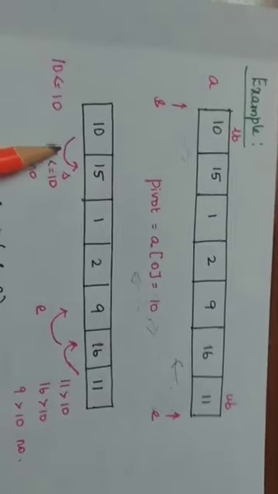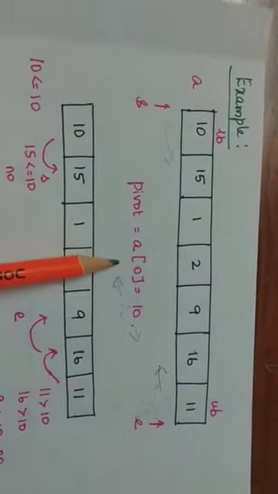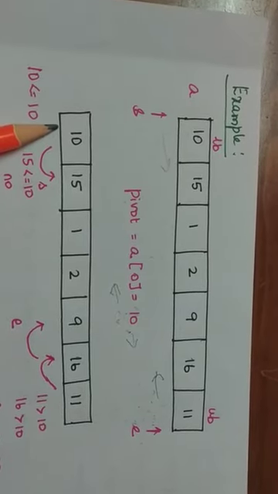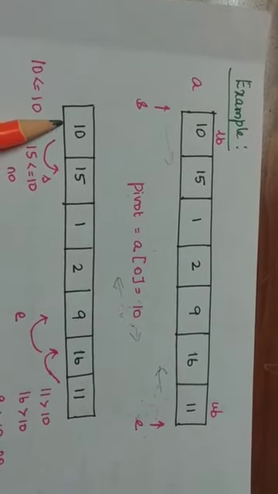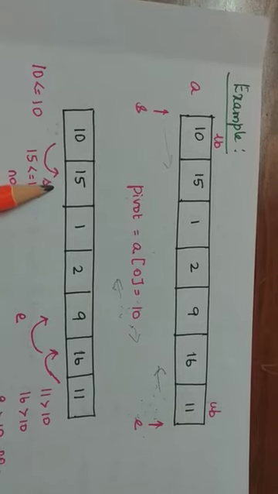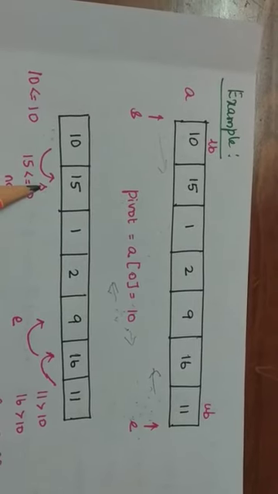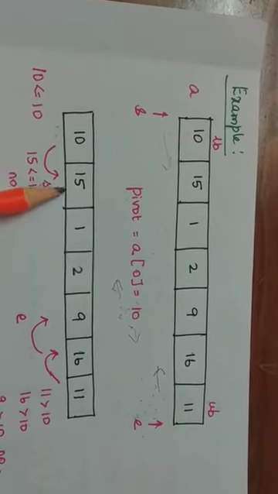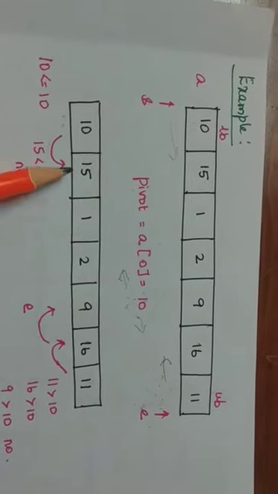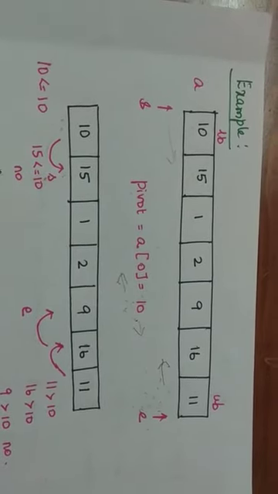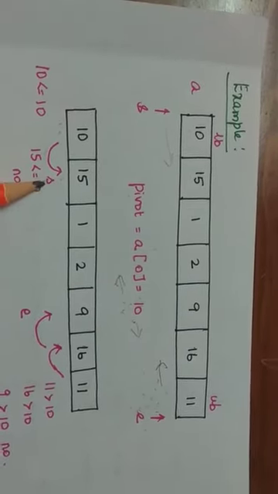Now our pivot value is 10, a of 10. So our starting value is here. Is 10 less than or equal to 10? Yes. So we will increment the value of S by 1. So S goes here. Now the condition is checked. Is 15 less than or equal to 10? No. So we will stop our S here.